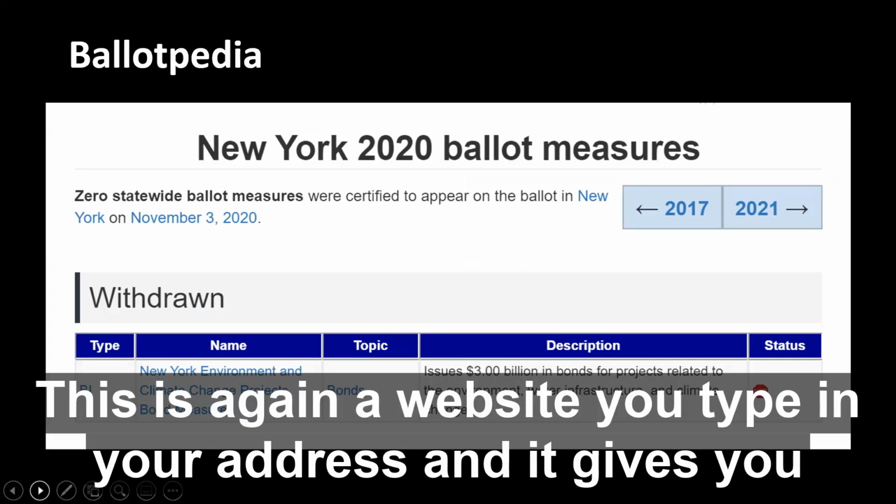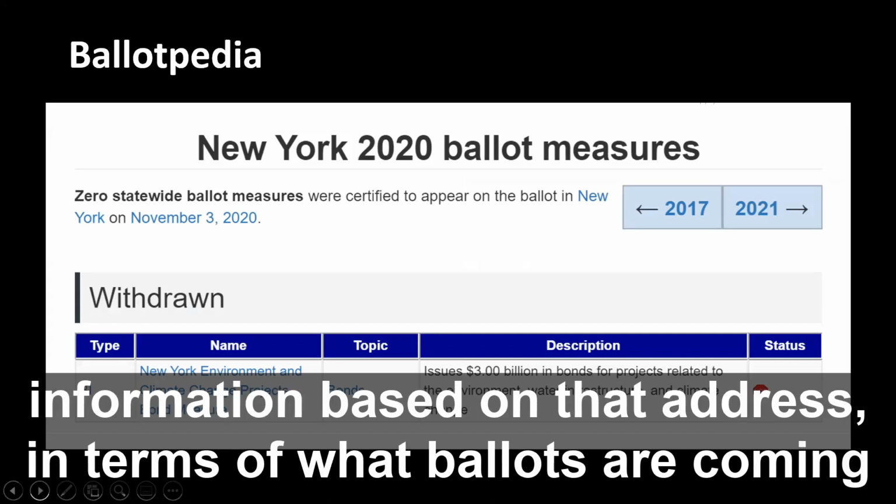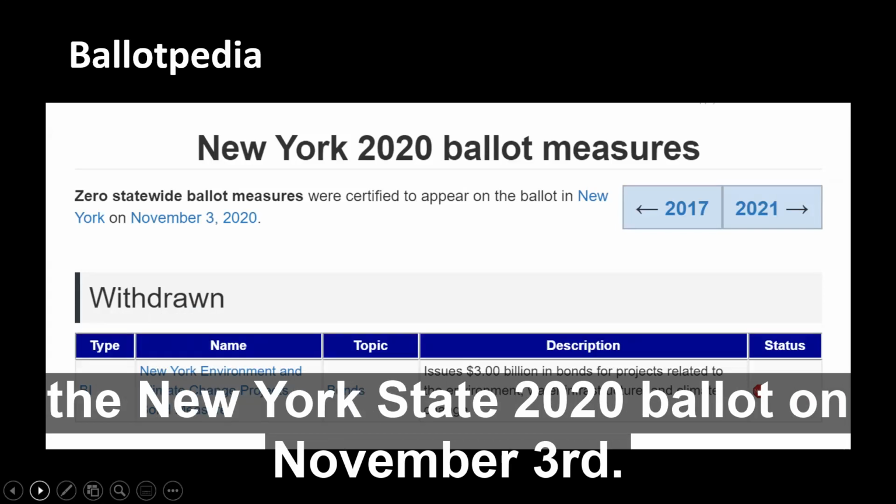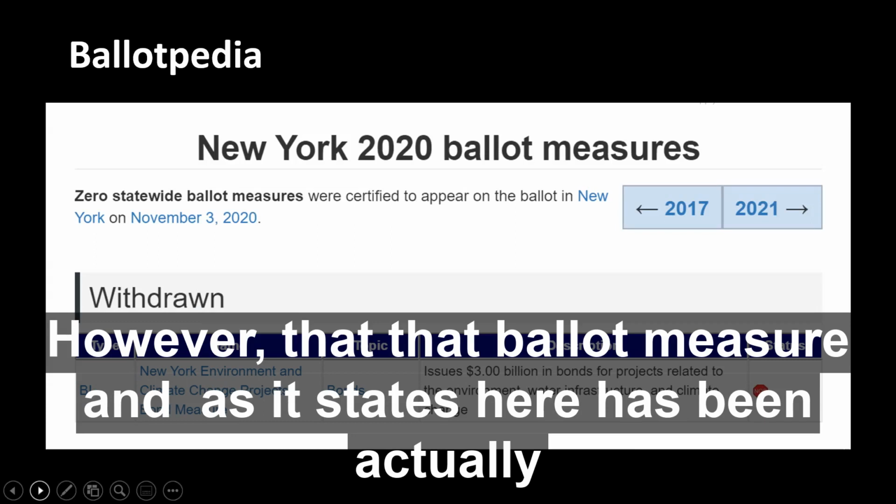You type in your address and it gives you information based on that address in terms of what ballots are coming up. So on the screen you can see information about what would have been on the New York State 2020 ballot on November 3rd. However, that ballot measure, as it states here, has actually been withdrawn.